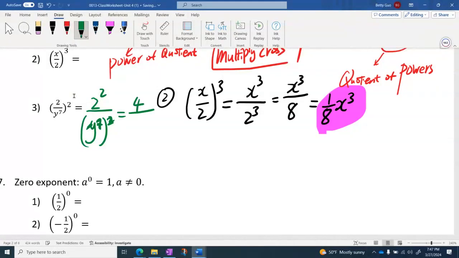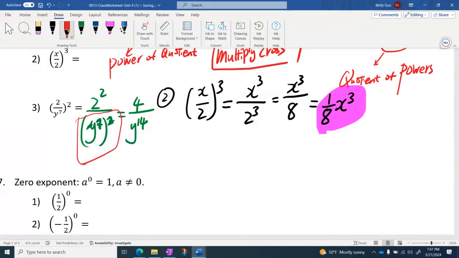2 to the power 2 is 4. And this is a kangaroo, right? Kangaroo structure. When we have a kangaroo structure, we apply power rule. When we apply power rule, we multiply the exponents. 7 times 2 is 14. And that's it.